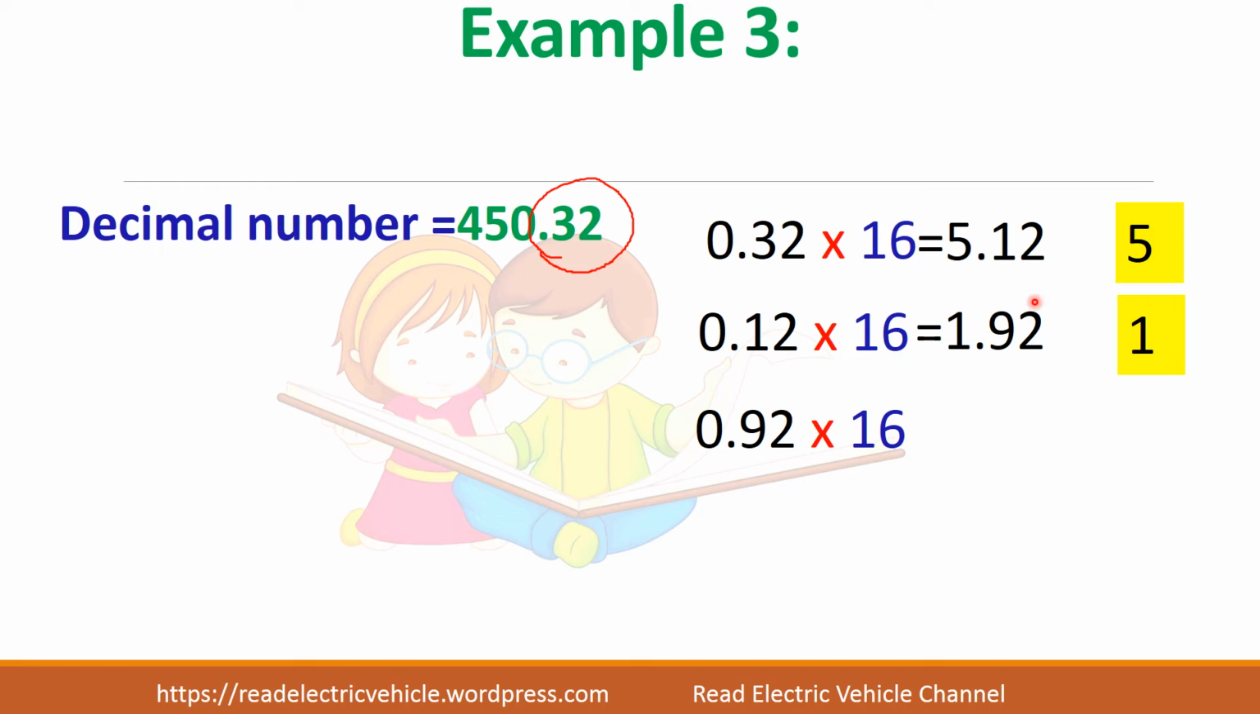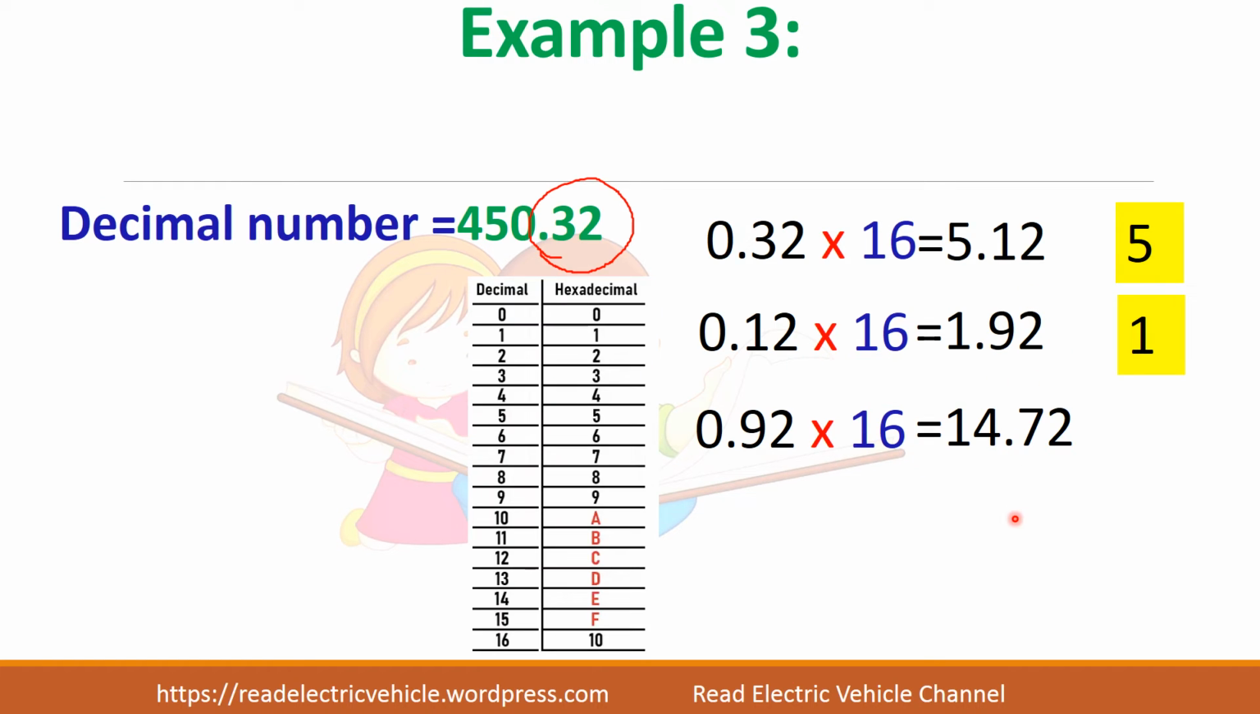Then again take the fractional part alone and multiply by 16. So repeat this process. So here you are getting 14. So for 14, what is the equivalent value? It's E. So you should write here E, not 14. Okay, you should write here E.